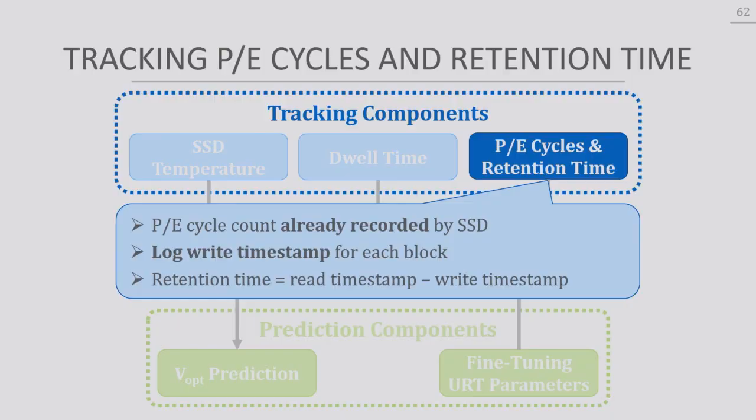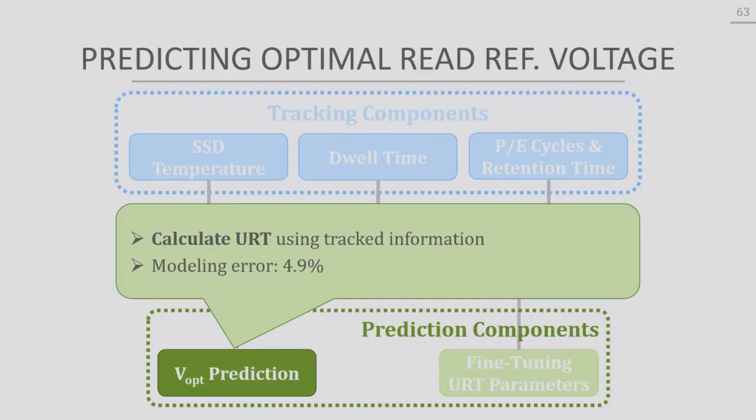And the third component is a PE cycle and retention time tracking component. This is essentially the same as the REMAR technique, where we log the write timestamp for each flash block and then calculate the retention time by doing subtraction. And then the first prediction component is very straightforward.